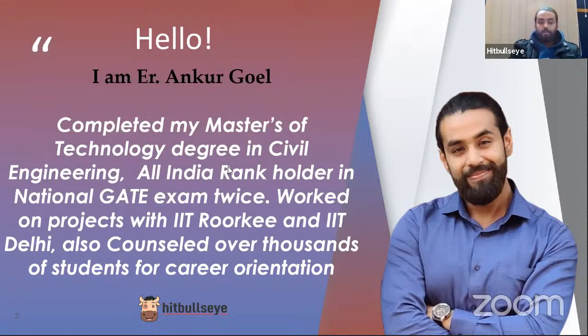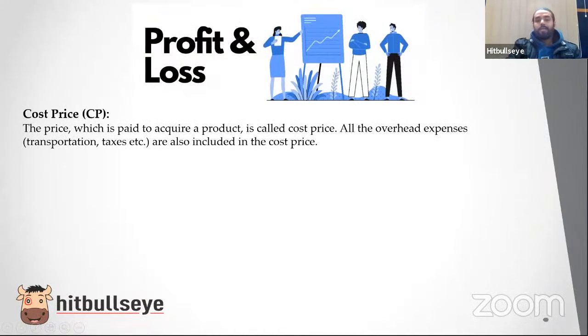Okay, moving on. First of all, the concepts about profit and loss. Now, what is profit and loss? First thing that comes to our mind is the cost price. Now, what is the cost price? The price which is paid to acquire a product is called cost price. All the overhead expenses, that is transportation, taxes, etc., are included in the cost price. What is cost price? I'm going to the market, and whatever I buy becomes the cost price for me. If I am going to buy something, that is the cost price.